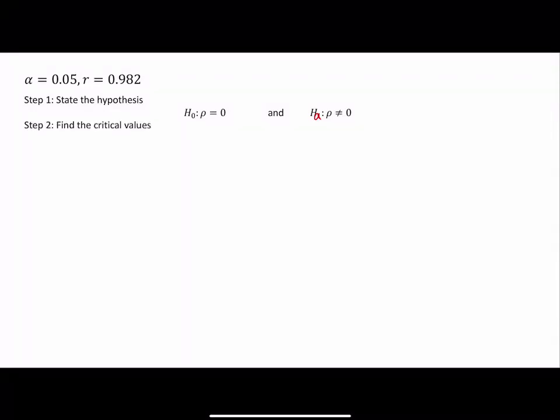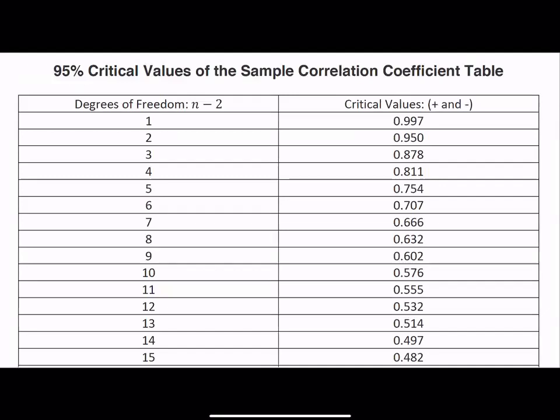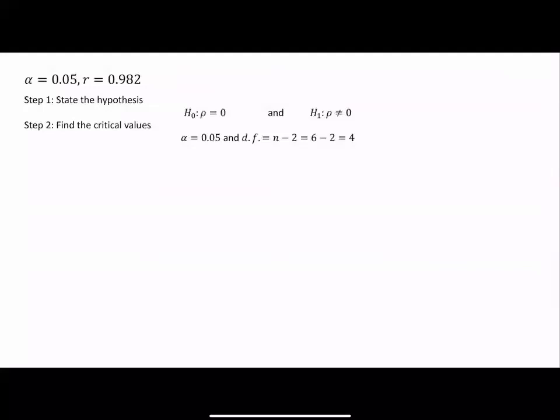Next, find the critical values. So what was my degrees of freedom? I had 6 data points, so 6 minus 2. My degrees of freedom is 4, so I'm going to go here, and I'm going to look at 4, my degrees of freedom, and this right here, this 0.811 are my critical values. So I'm going to have negative 0.811, and I'm going to have positive 0.811. I'm trying to find if it falls in between. So using this, which is supposed to be table 12.8, we obtain the values plus or minus 0.811.